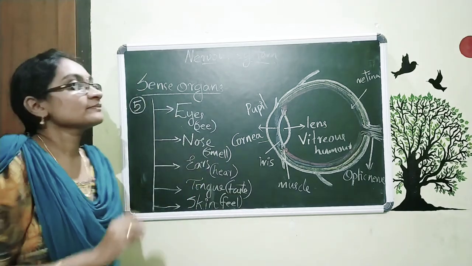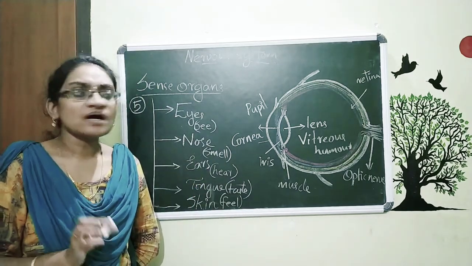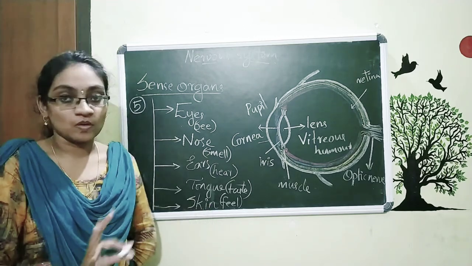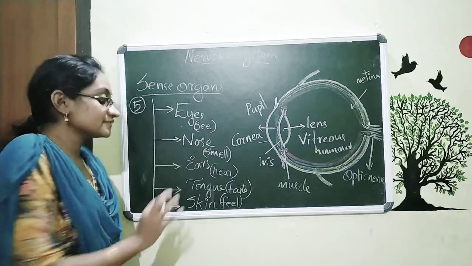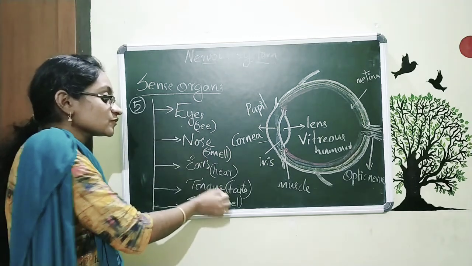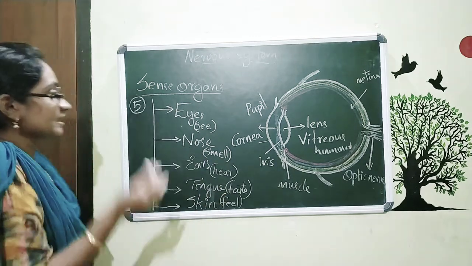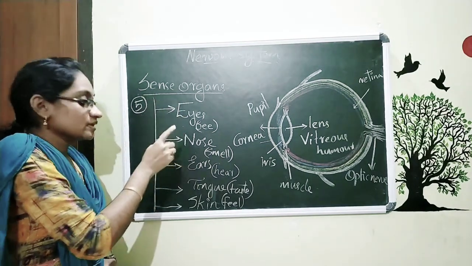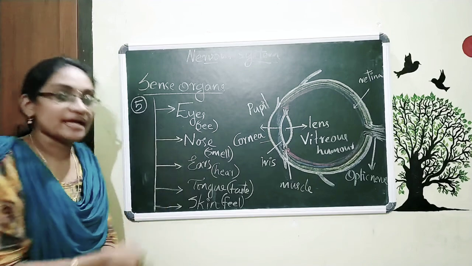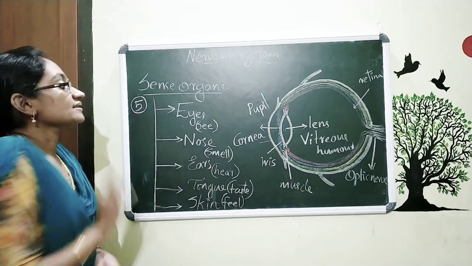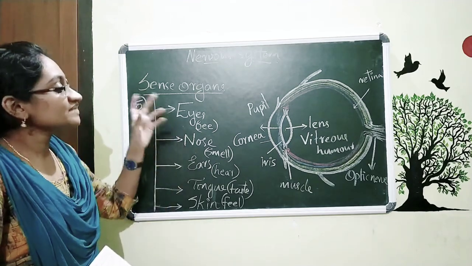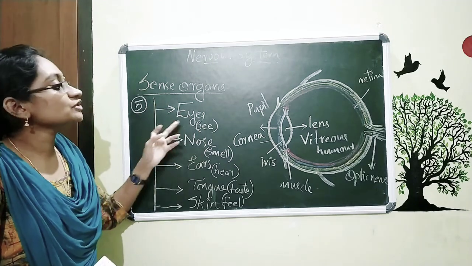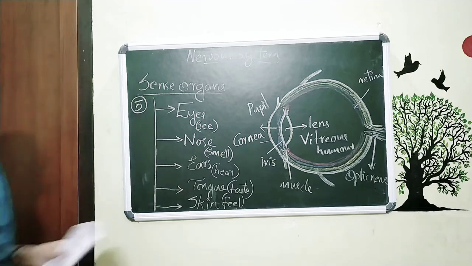For example, when it is very cold, how do we feel it? With our skin, we feel the cold or hot. All the sensations of feel come from the skin. So, there are 5 sense organs: eyes, nose, ears, tongue and skin. Now, we want to study each organ in detail. First, we are going to deal with eyes.